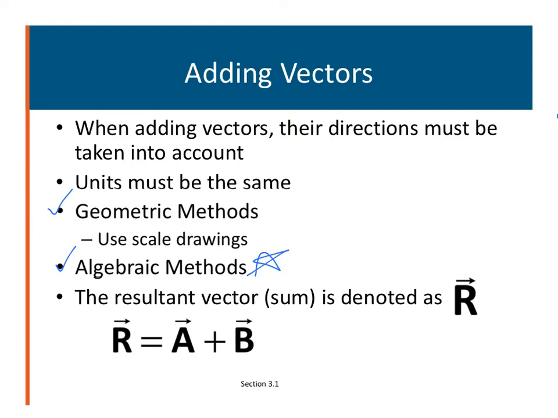The resultant of the sum of two vectors is noted as such, in that we have some resulting vector R is equal to vector A plus vector B. Now keep in mind, this addition does not mean we are just adding the magnitudes. Adding vectors is very different than adding scalars. Adding scalar quantities, we just add the two numbers together. In vectors, we can't just do that. We have to do more than that.